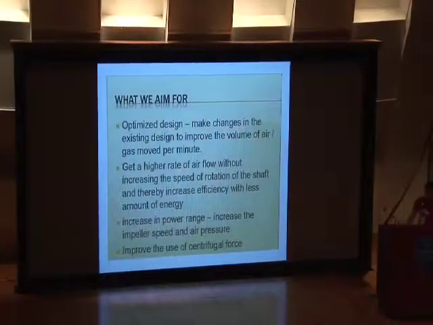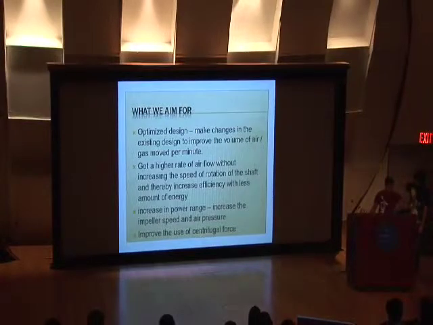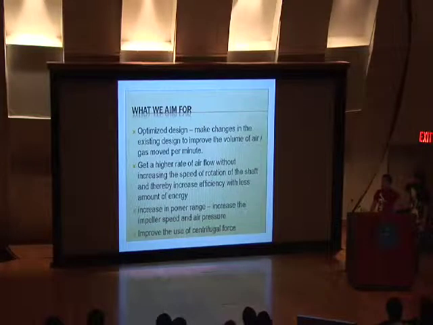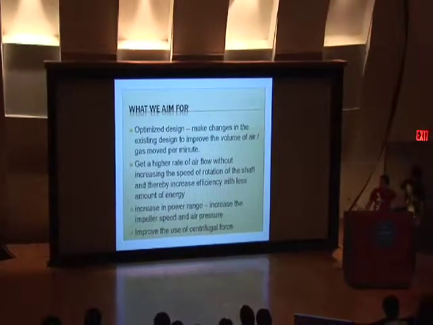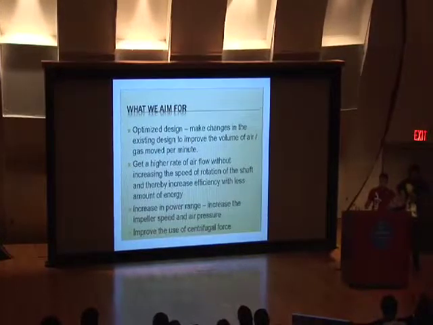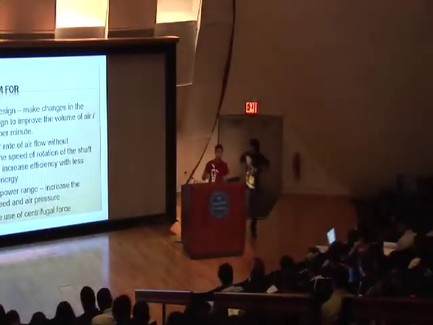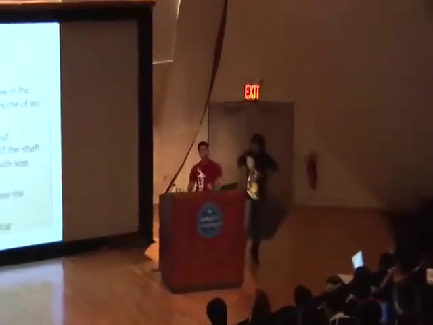We tried to optimize the design of the side channel blower. We made changes to the existing design, and what we did was try to improve the volume of air, the amount of air that's moved per minute. We also tried to get a higher rate of flow, meaning that instead of making the shaft rotate faster, which is going to need more energy, we were looking for other ways for the air to come out more quickly without the shaft moving faster.